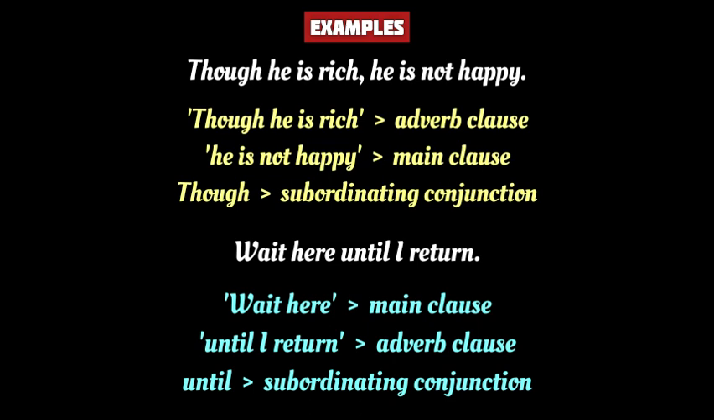And in the last example, "wait here until I return." "Until I return" is the subordinate clause. "Until" is the subordinating conjunction. Here it's showing the time of my return, so it's an adverb clause of time. So that brings us to the end of today's class on the complex sentence in English grammar.